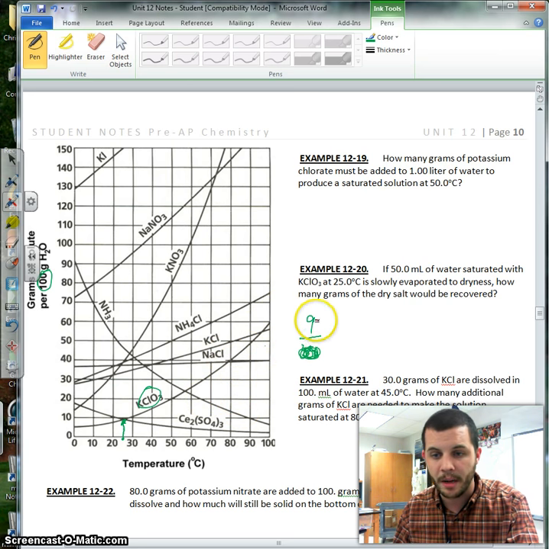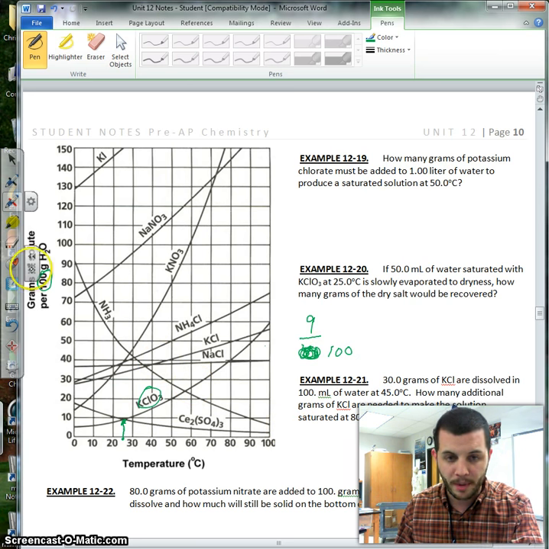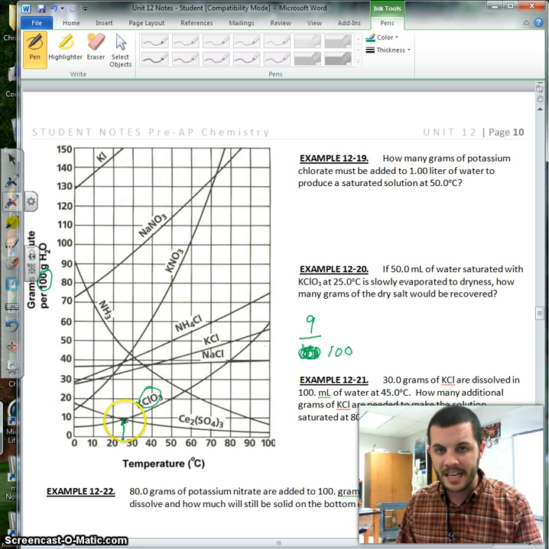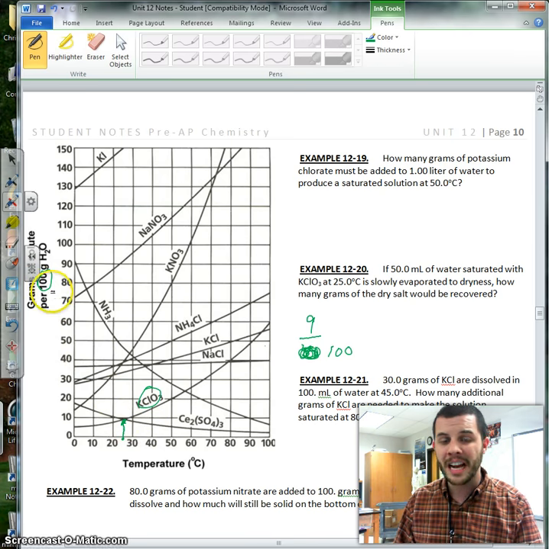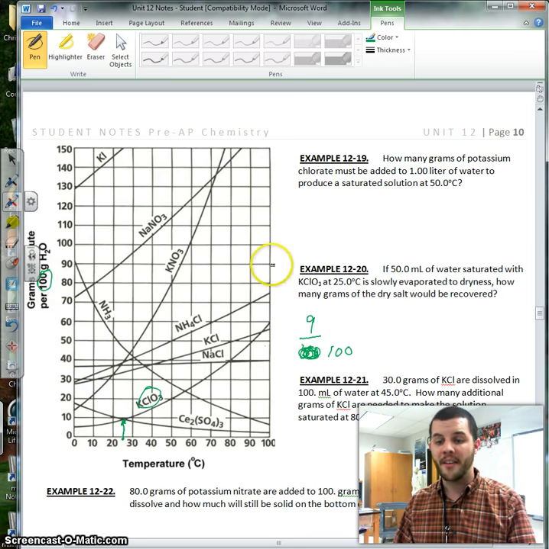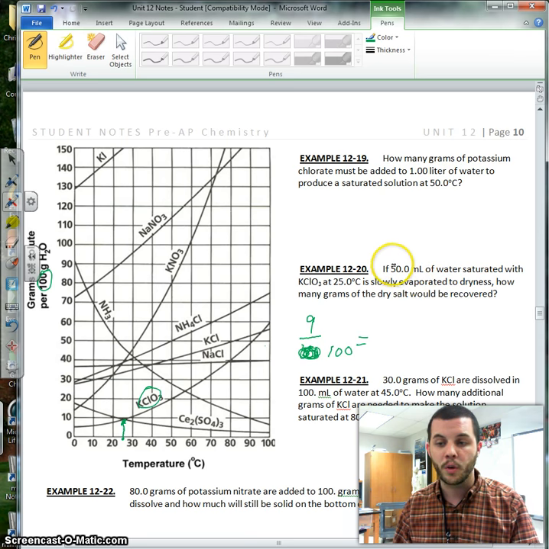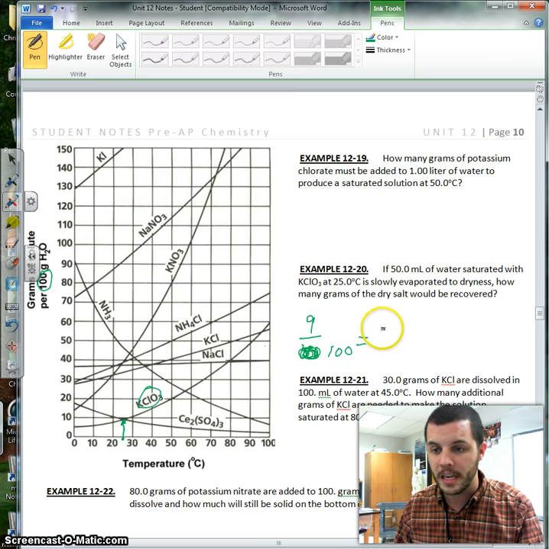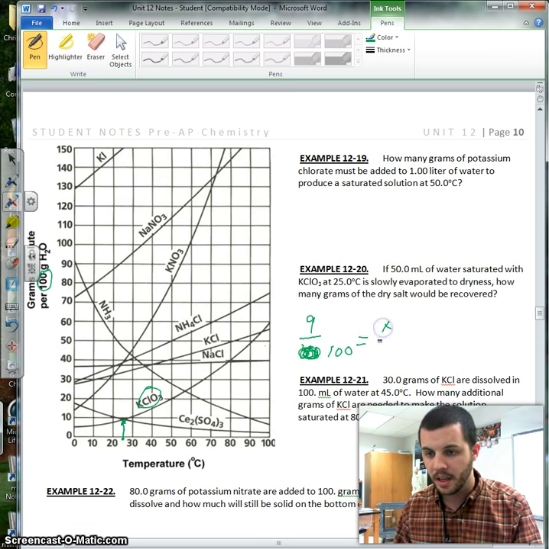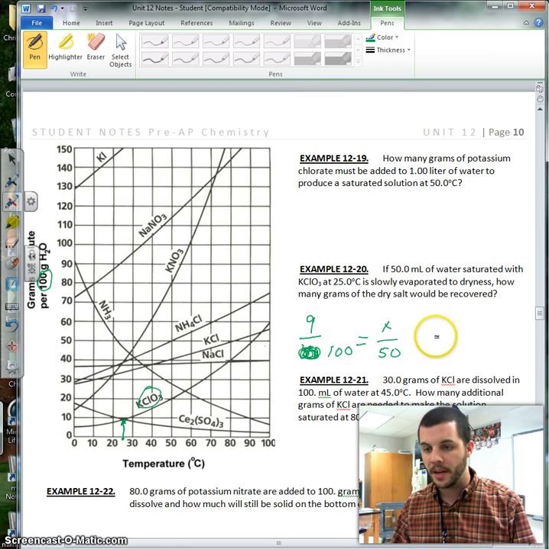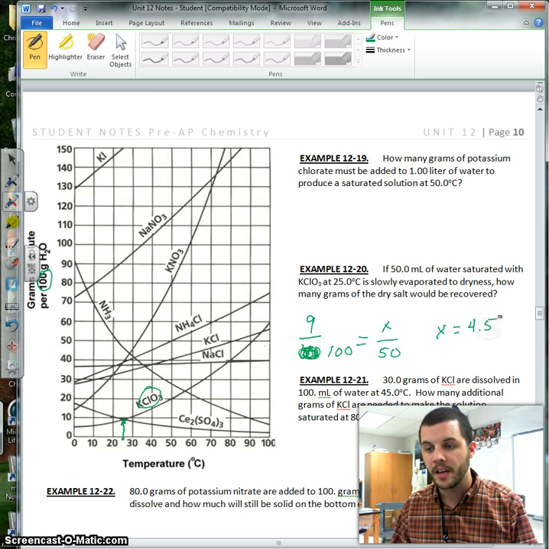I have 9 grams that would saturate 100 grams of water, okay? Because remember, this chart deals with 100 grams of water. And so it's going to take 9 grams to saturate 100 grams of water. So I have 9 over 100 equals, I want to know how many grams is it going to take to saturate 50 milliliters. So I'm going to do x over 50. Well, once again, I'm going to cross multiply. I'm going to get that x equals 4.5 grams.